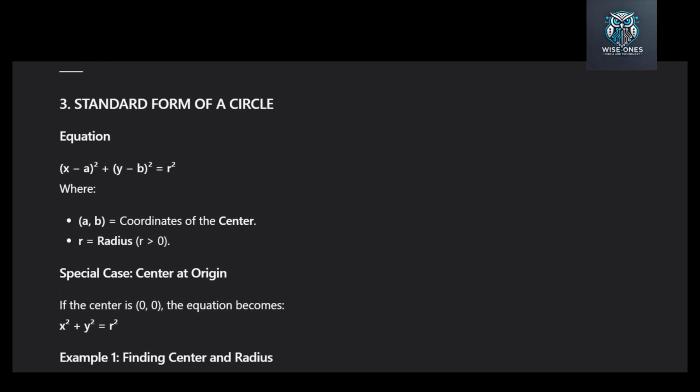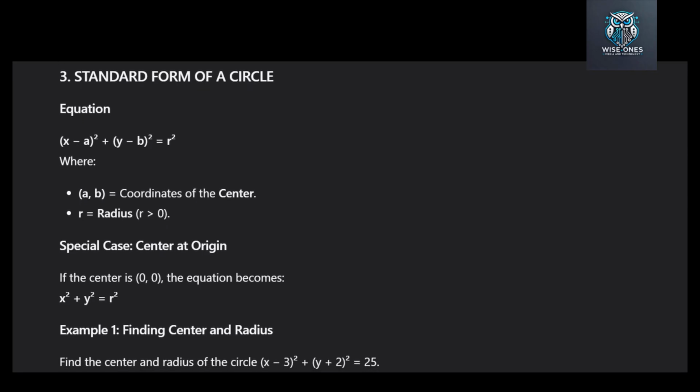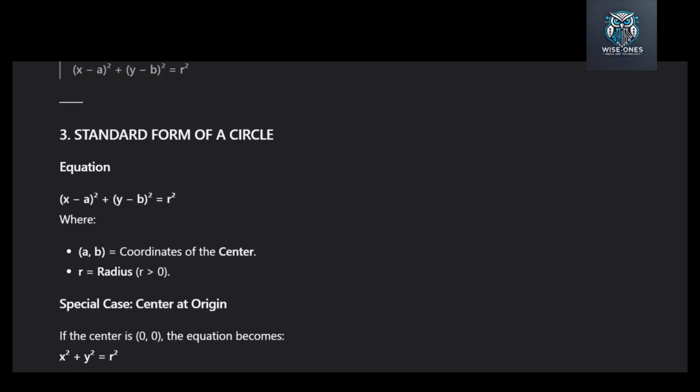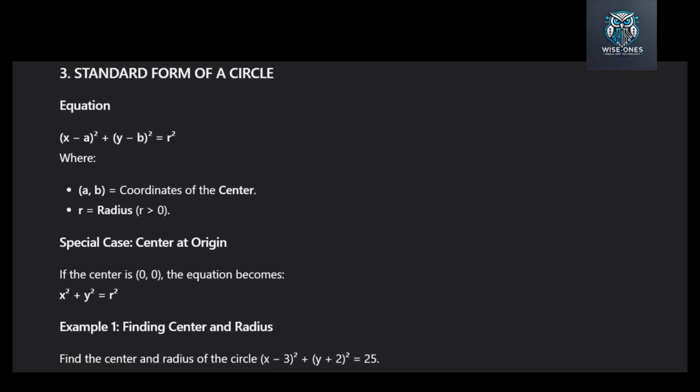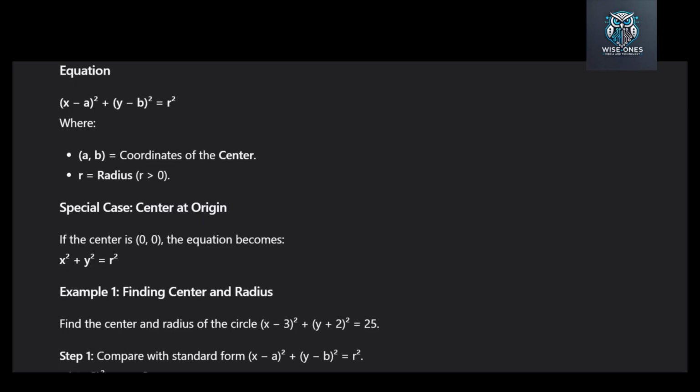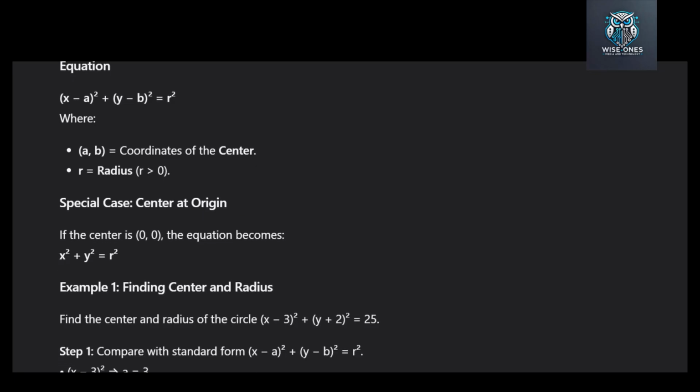Now, let us move to section 3, standard form of a circle. The equation is (x minus a) squared plus (y minus b) squared equals r squared. Here, (a, b) are the coordinates of the center, and r is the radius.